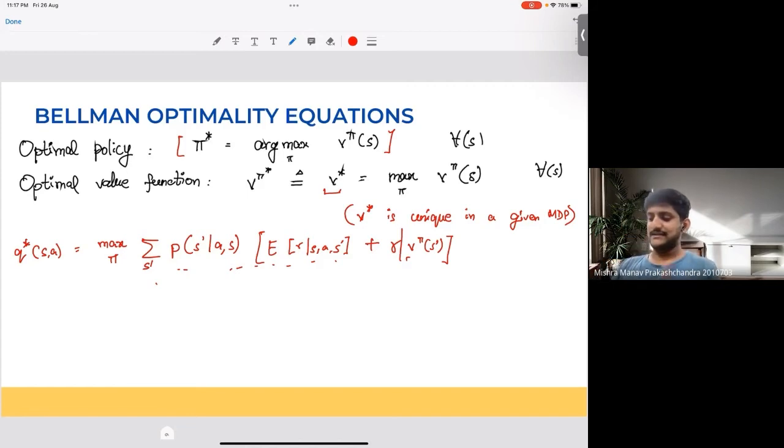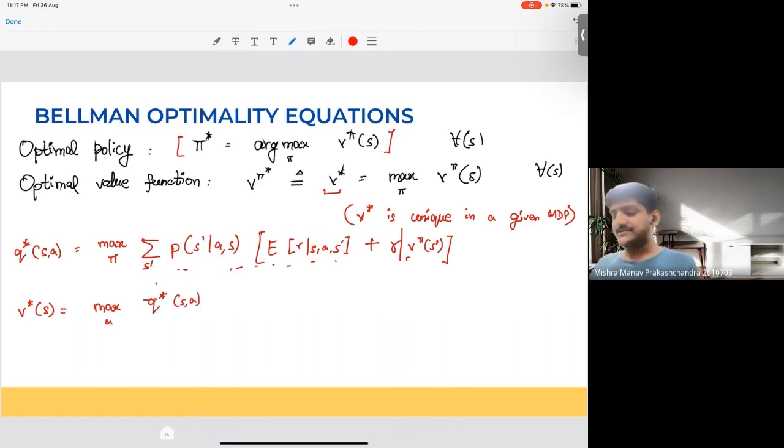And if this is understood, in the same way, I can define my V star of S as nothing but the max over A of my Q star of S, A. One intuitive way to think about the Q star function is: if I take action A, after that, what is the optimal way to reach my goal state or terminal state? Q star functions can be defined even for suboptimal policies, but V star of S is only defined for optimal policies.